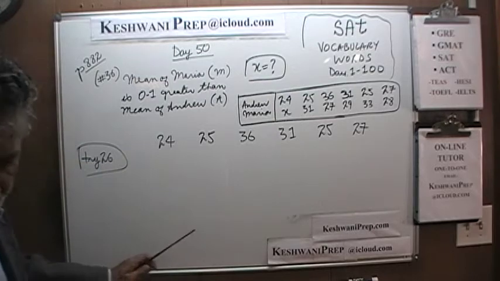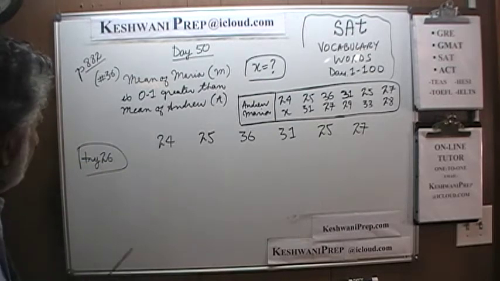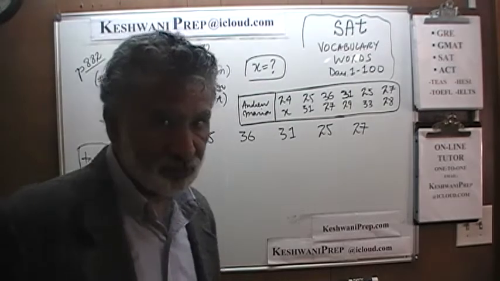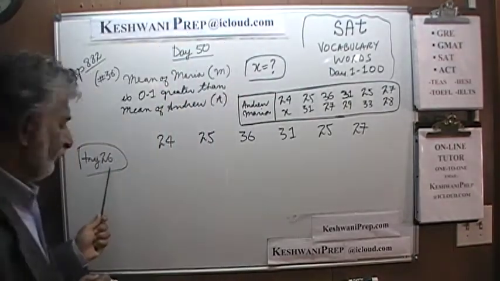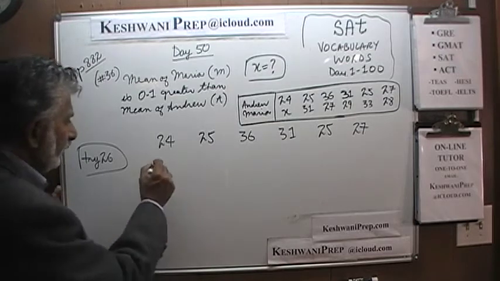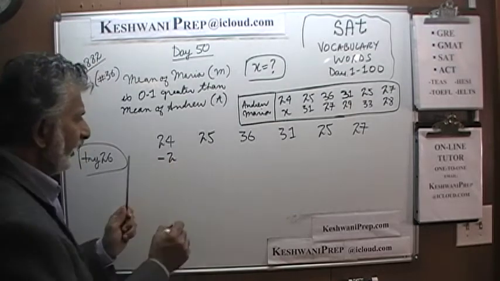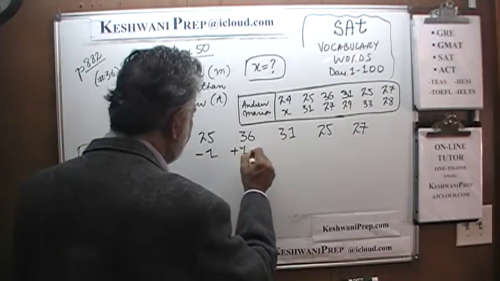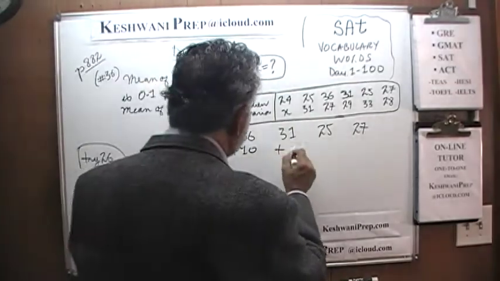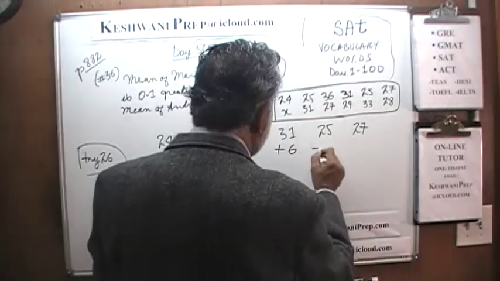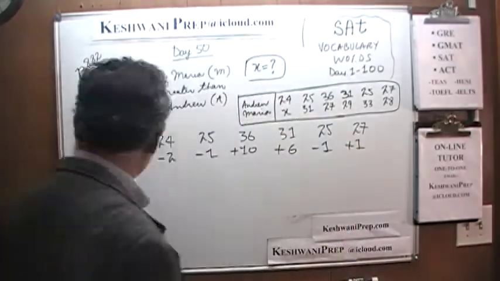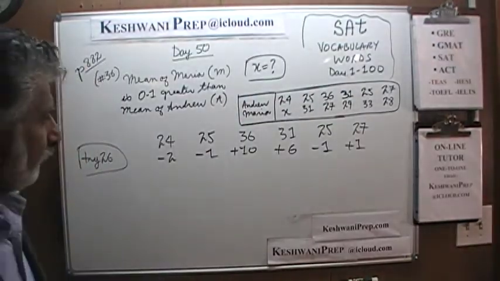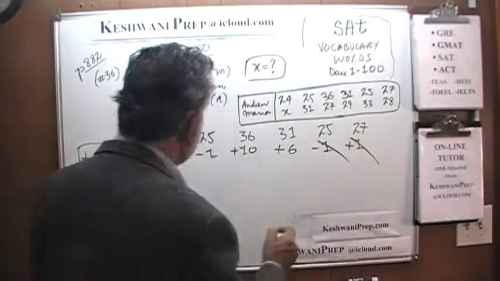Okay, stay with me in the story and follow me. If the average is indeed 26, which we do not know, we're just making an assumption, then this guy is 2 short. This guy is 1 short. This guy has a surplus of 10. This guy has a surplus of 6. This guy has a deficit of 1. And this guy has a surplus of 1. Because we are assuming that the average is 26. Well, we have a positive 1 and a negative 1. They take care of each other.